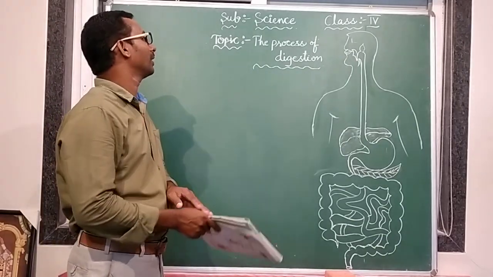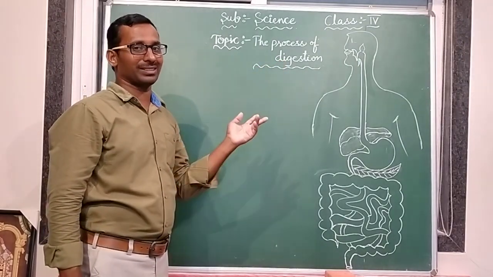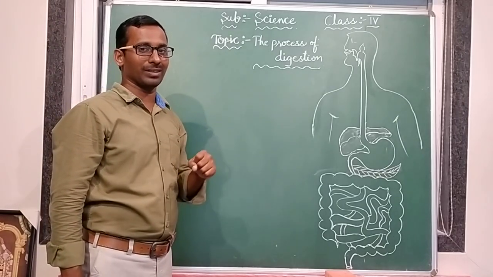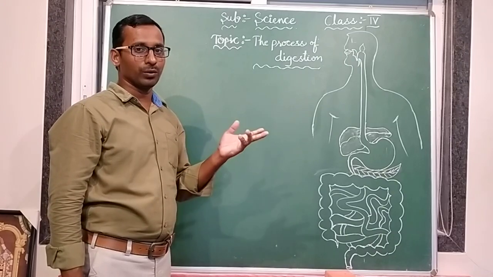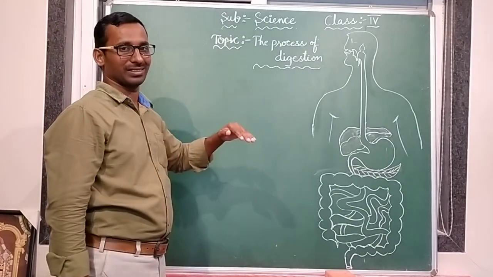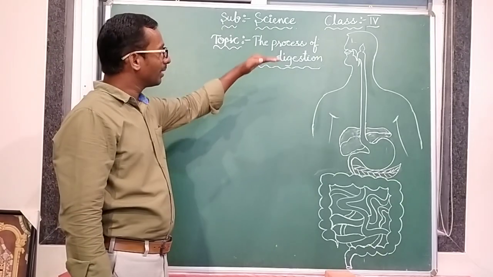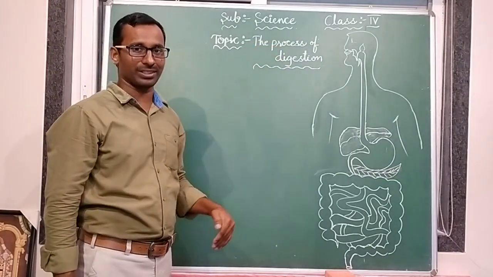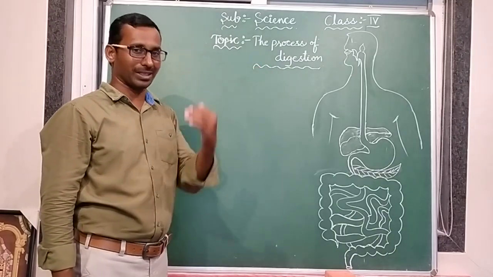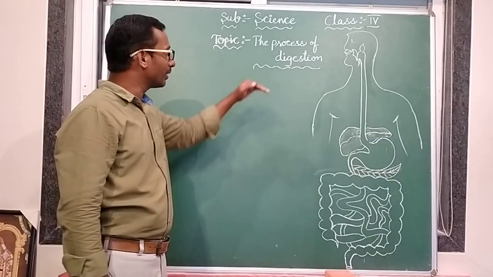Now we are going to discuss the process of digestion. In our previous class, we discussed what digestion is, and what types of parts there are in our human digestive system. We learned new words. Now the process: how the food we take gets digested, how this process happens in our stomach, inside our body. Then we are going to discuss that.